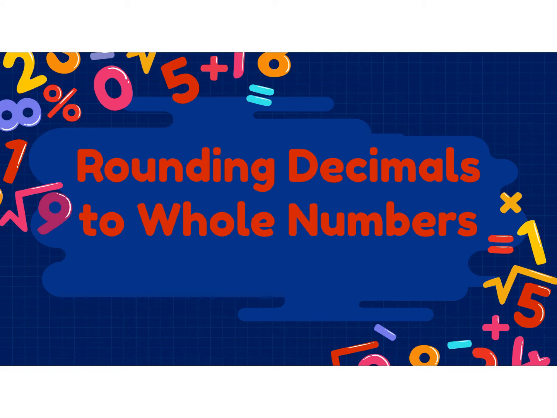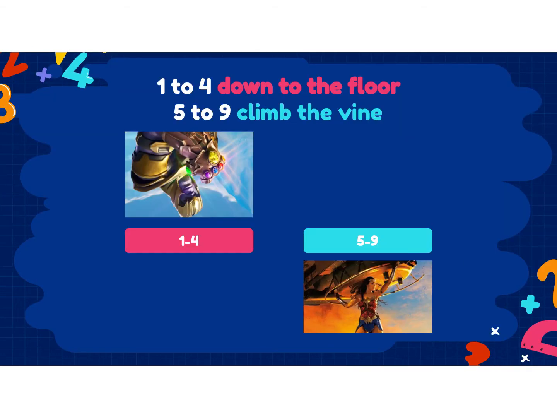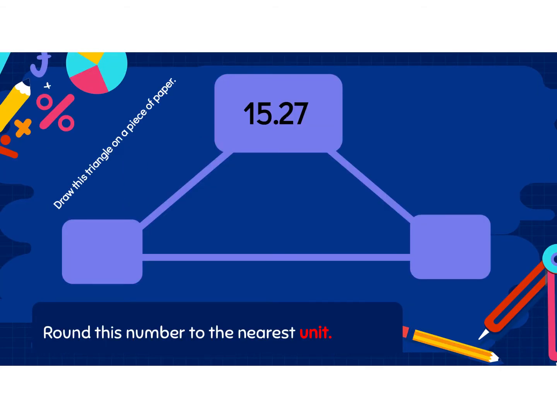This video will be about rounding decimals to a whole number. So remember, when we're rounding numbers, if the number is 1 to 4, you round down to the floor. 5 to 9, climb up the vine. So when we're looking at a number like 15.27, we can think of it as money, $15.27. We want to round that to the nearest unit.